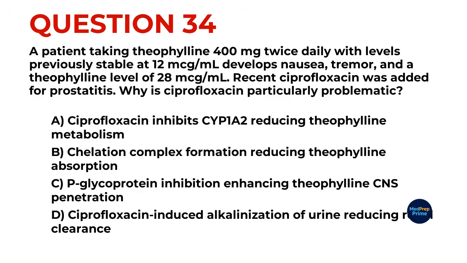A patient taking theophylline 400 mg twice daily with levels previously stable at 12 microgram per milliliter develops nausea, tremor, and a theophylline level of 28 microgram per milliliter. Recent ciprofloxacin was added for prostatitis. Why is ciprofloxacin particularly problematic? Option A. Ciprofloxacin inhibits CYP1A2, reducing theophylline metabolism. Option B. Chelation complex formation, reducing theophylline absorption. Option C. P-glycoprotein inhibition, enhancing theophylline CNS penetration. Option D. Ciprofloxacin-induced alkalinization of urine, reducing renal clearance.